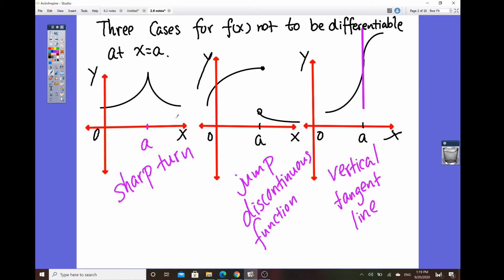What about the piecewise function? If it's a jump discontinuity function, the function is also not differentiable, because it is discontinuous. If the function is discontinuous, the function cannot be differentiable.